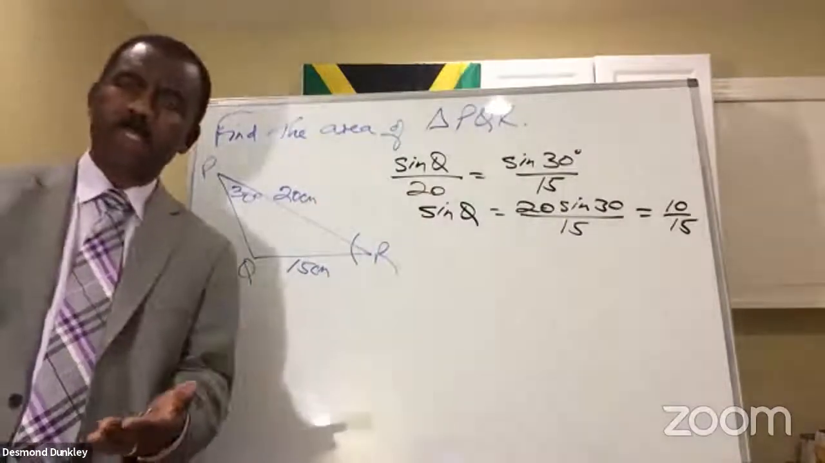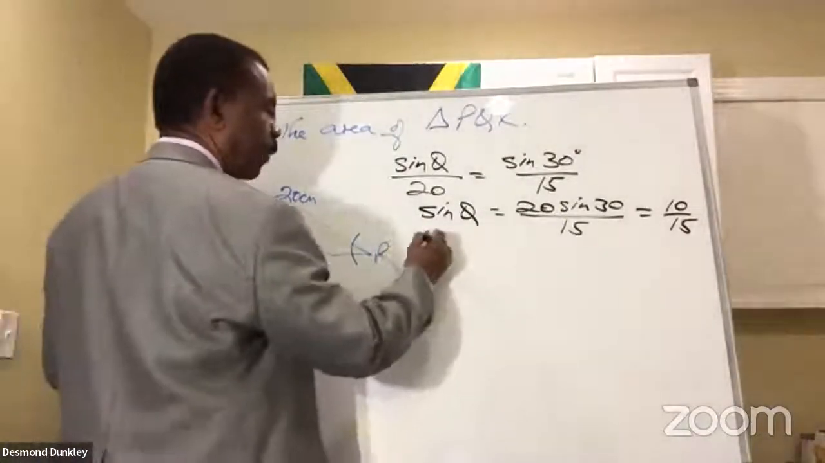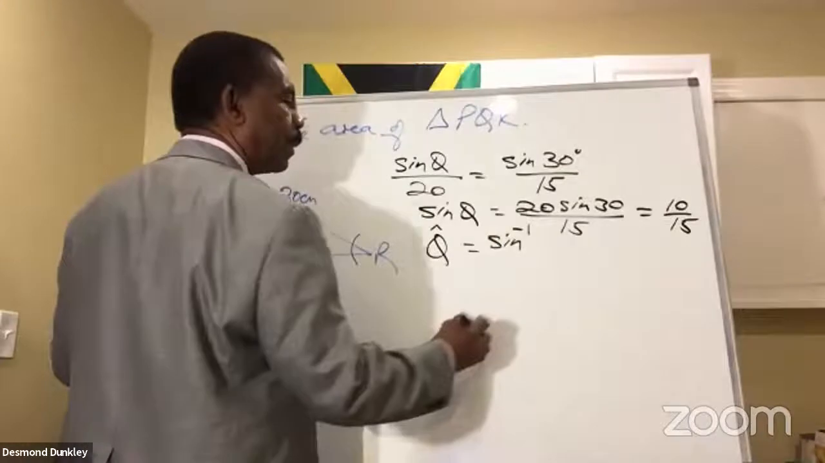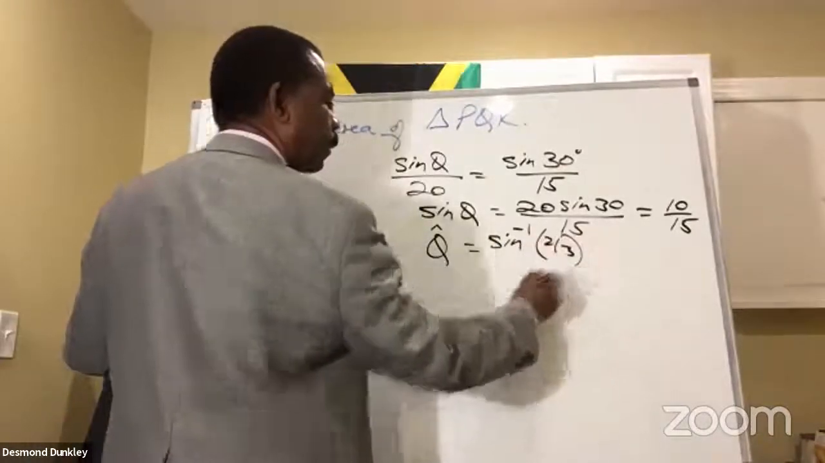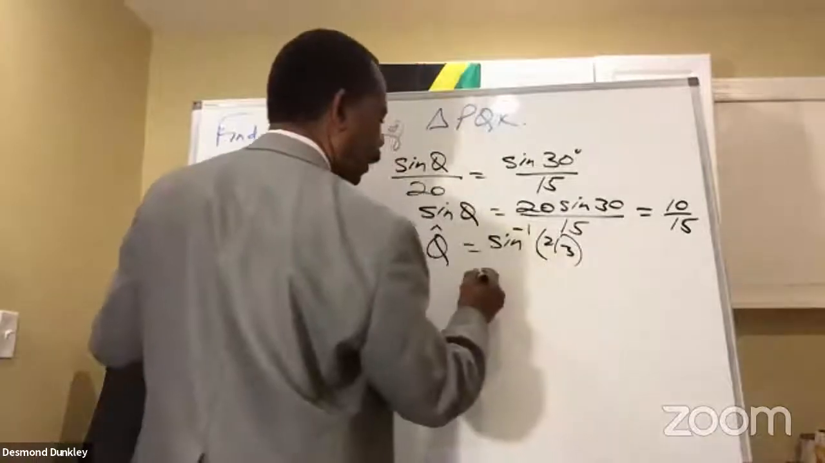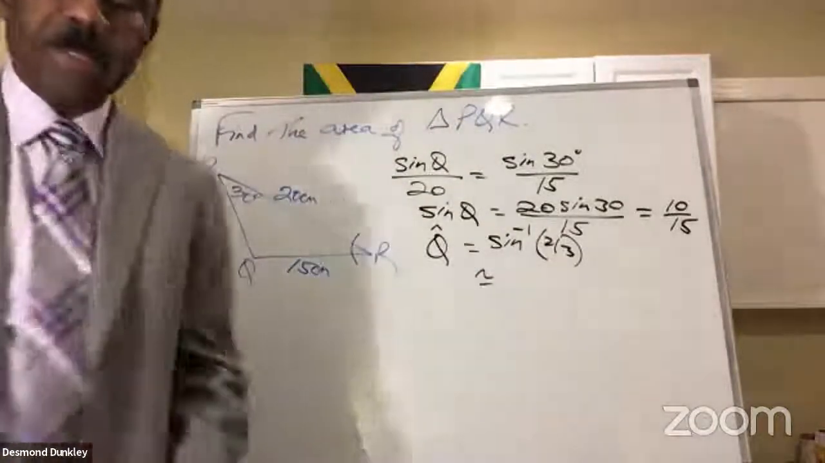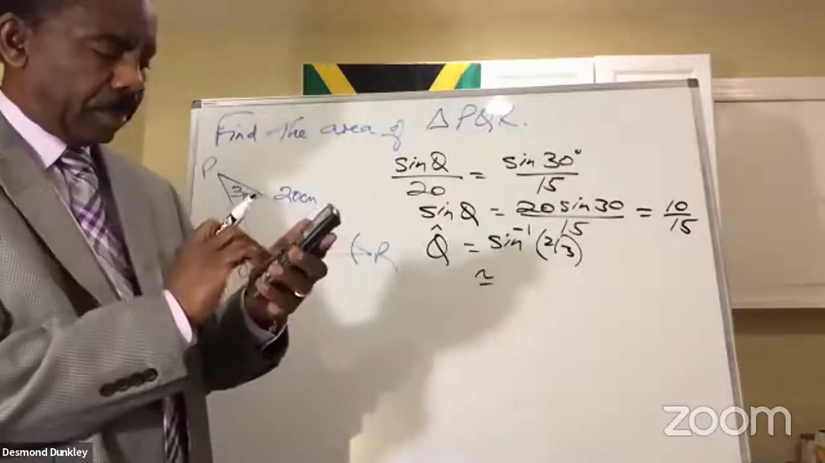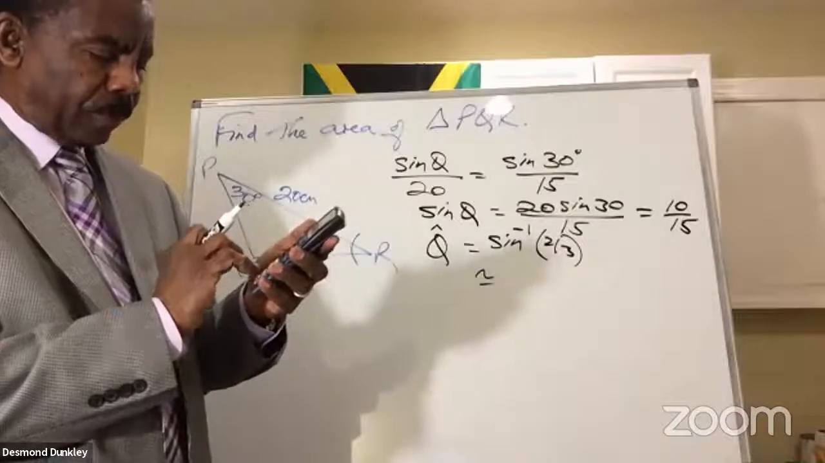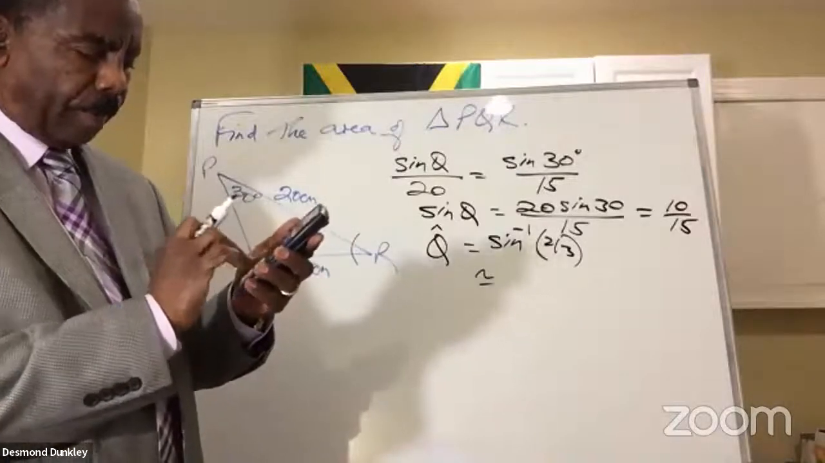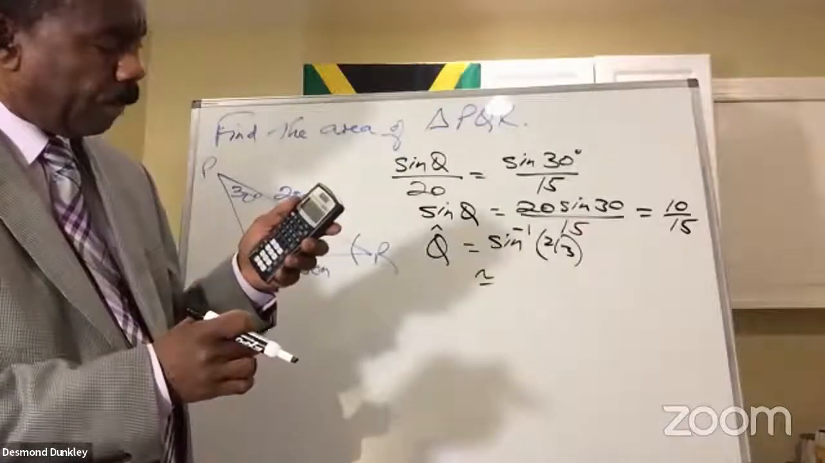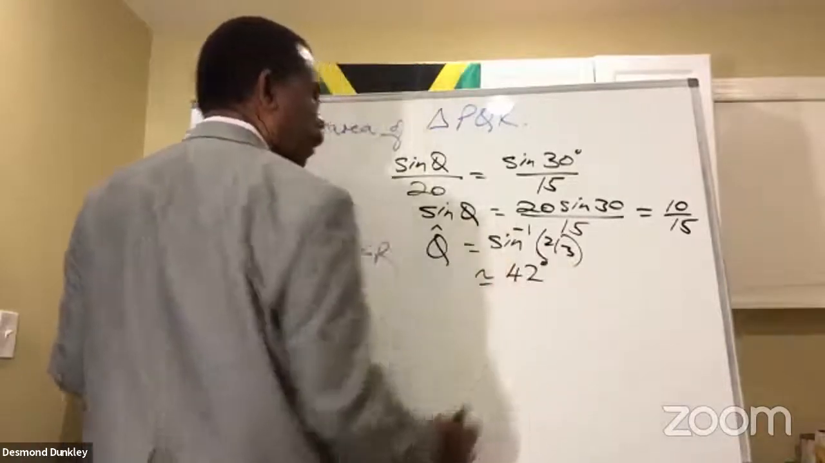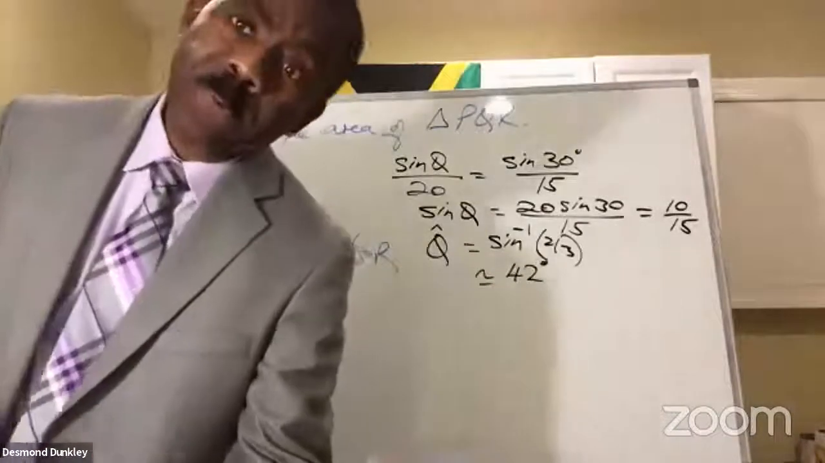which is just 2/3. So angle Q is going to be equal to sine to the -1 of 2/3. When you use your calculator, take the calculator in hand and do sine to the -1 of 2/3, and we end up with 41.8. So let's call it approximately 42 degrees, just to keep it simple.